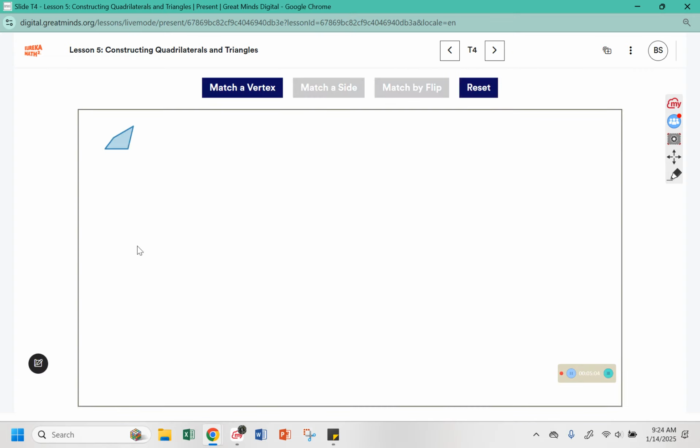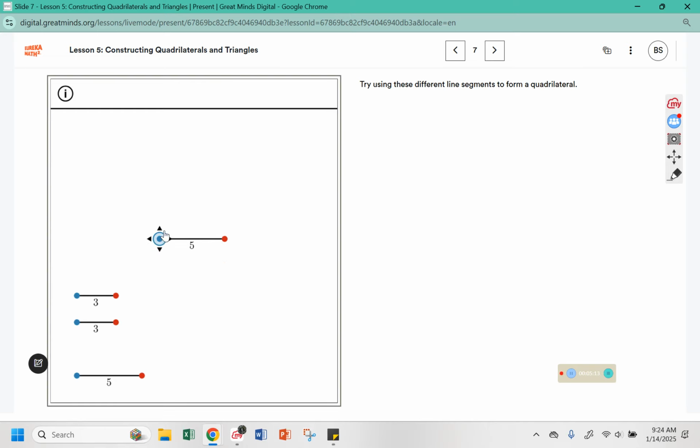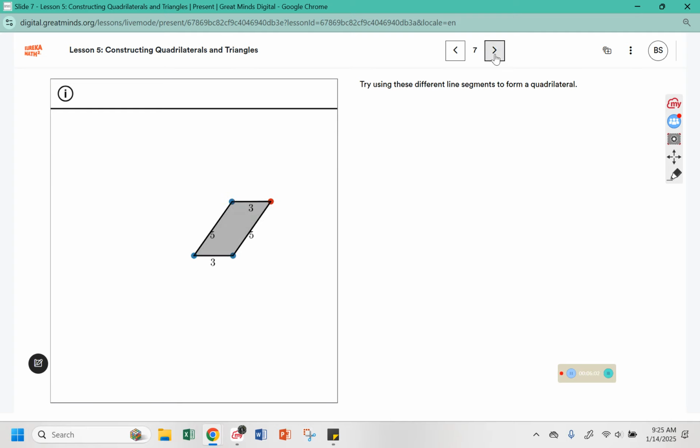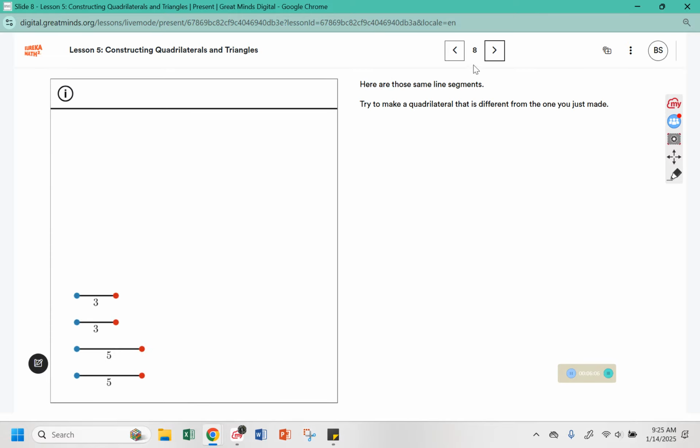So here we would see our classmates and see if they were similar or if they were all different. Here are some more. Okay, so there's one way we could arrange them, but I could also have switched. Oh, there's another. And then there's another way that we could do it. Here are those same line segments.